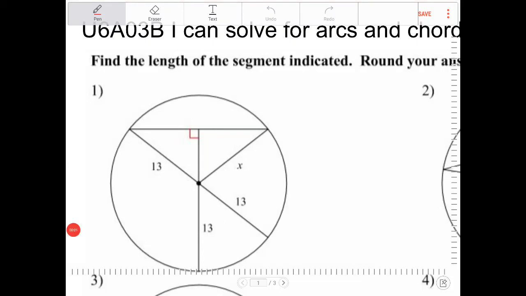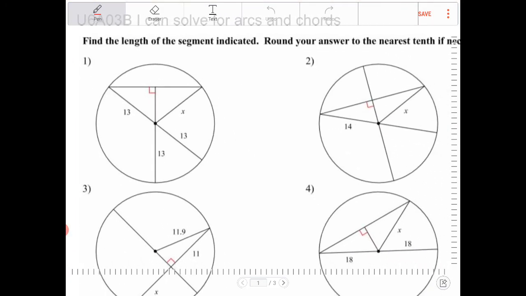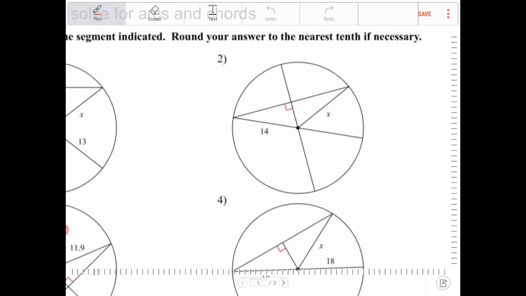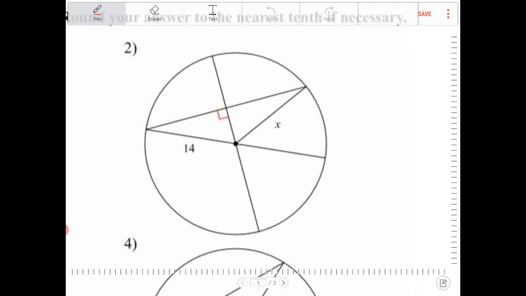Hello students, in this video I will go through exercise U6A03B where I will be solving for arcs and chords. Alright, so the instructions here say find the length of the segment indicated. Round your answer to the nearest tenth if necessary. I'm going to work on only the even questions as they are very similar.